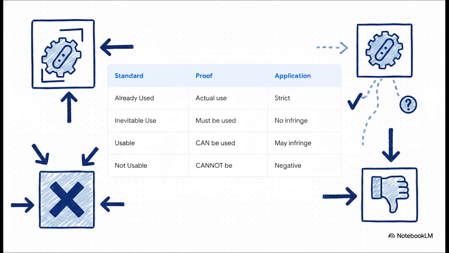The already used standard is straightforward. The patentee must prove the accused product is physically sitting in the patented environment right now. Then there's the inevitable use standard, where the patentee proves the product must be used in that environment because it physically can't work anywhere else. Next, we have the usable standard, which is much lighter. Here, the patentee just has to prove the product can be used in that environment. Finally, the not usable standard completely flips the burden of proof to the accused infringer, who must prove their product physically cannot be used in the patented environment.